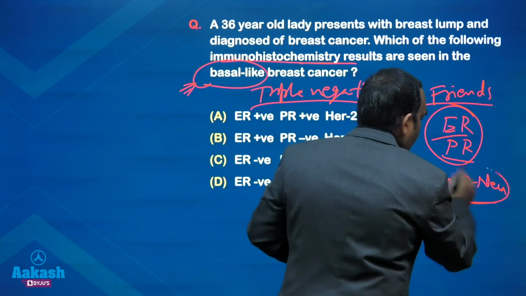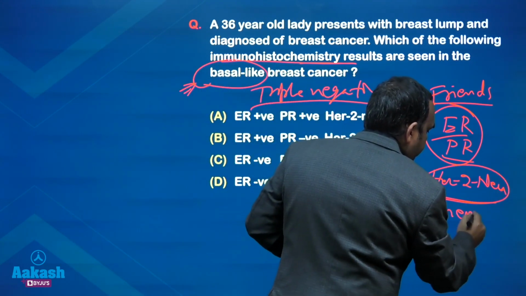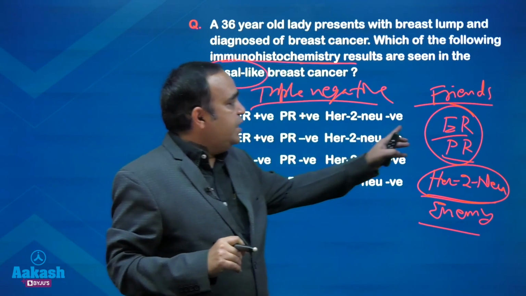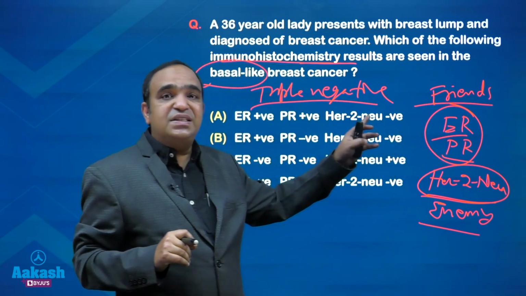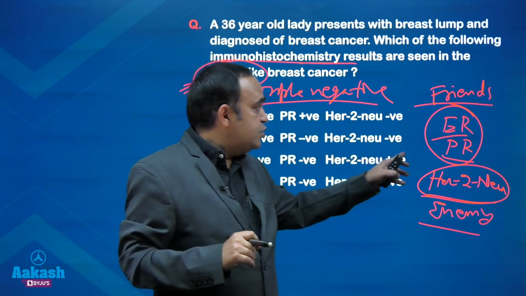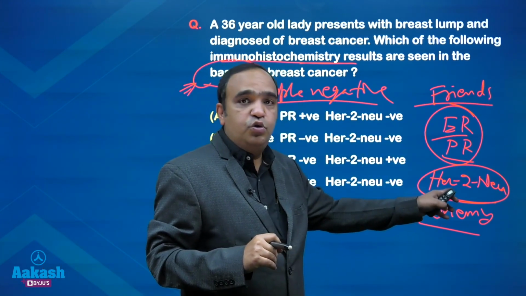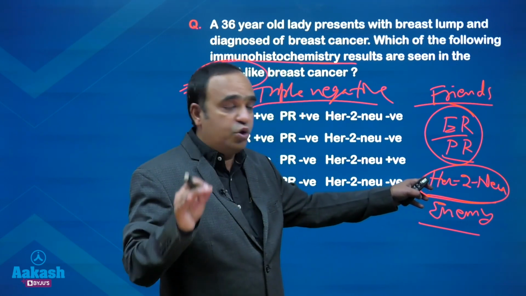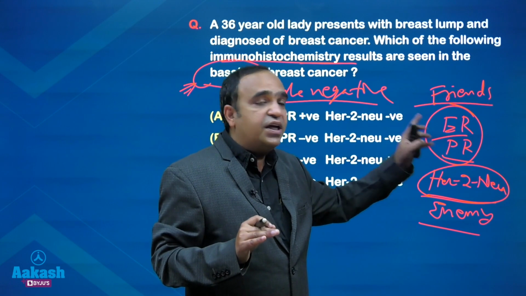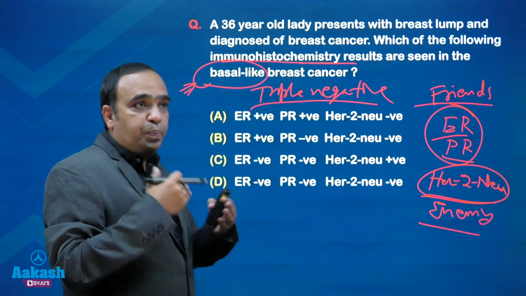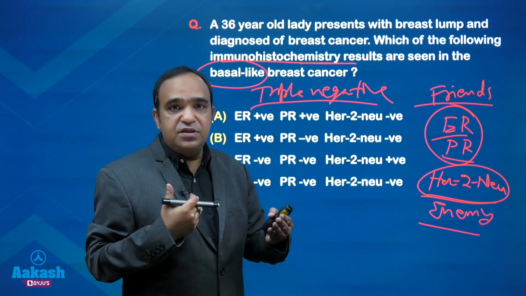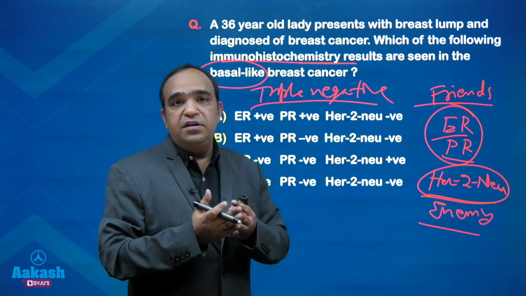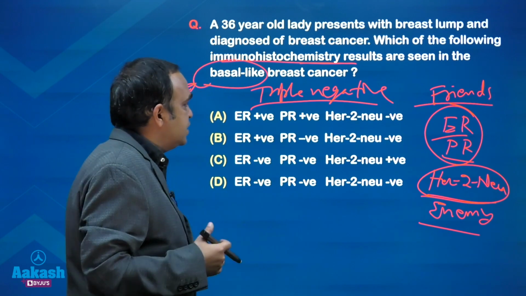Right? HER2 new is an enemy for the patient. Right? So presence of ERPR makes it a better prognosis tumor. Presence of HER2 new makes it poor prognosis. Absence of HER2 new, good prognosis. Absence of ERPR, poor prognosis. So presence of friend, absence of friend. Presence of enemy, absence of enemy. So this is how the various permutations and combinations are made.